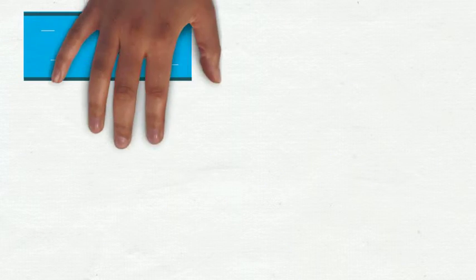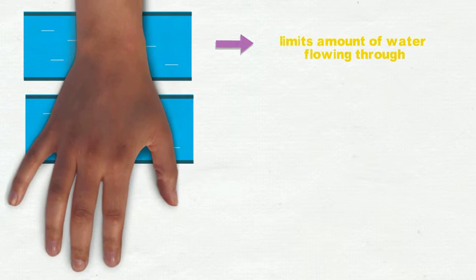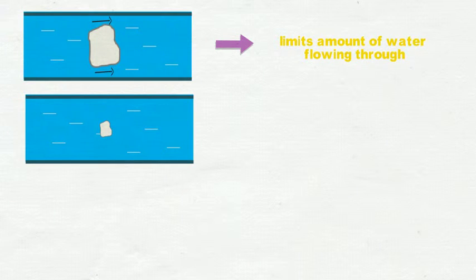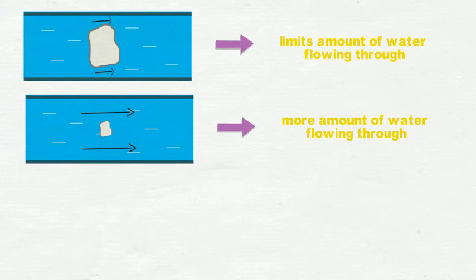To make it simple, we can treat a resistor as a rock. Imagine in a river there's a huge rock blocking in the middle, and this limits the amount of water flowing through. However, if the huge rock is replaced by a smaller rock, the amount of water flowing through will increase. Therefore, the bigger the rock, the lesser the amount of water flowing through.